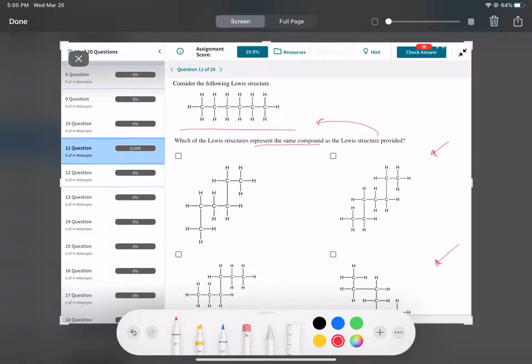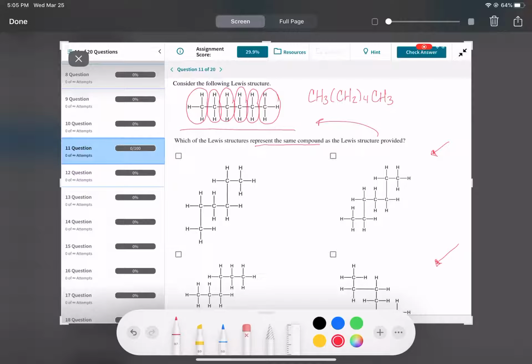Probably the easiest way to do this is to look at the molecule in the same way that you would look at it if you were going to write its condensed structure. If we were going to write its condensed structure, we would look at the molecule like this. We would look at it as a CH3 followed by a CH2, followed by another CH2, and another CH2, and another CH2, and then finally a CH3. So we could write that out as, I'm going to use the parentheses, CH3, parentheses, CH2, 4 of them, CH3.